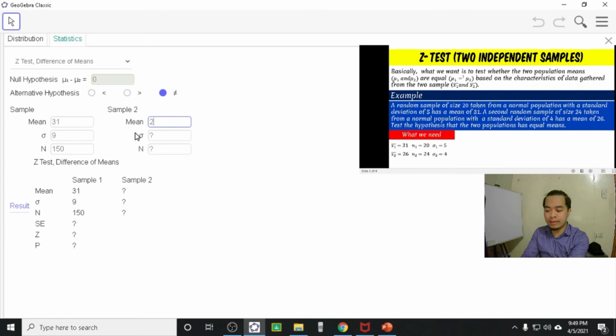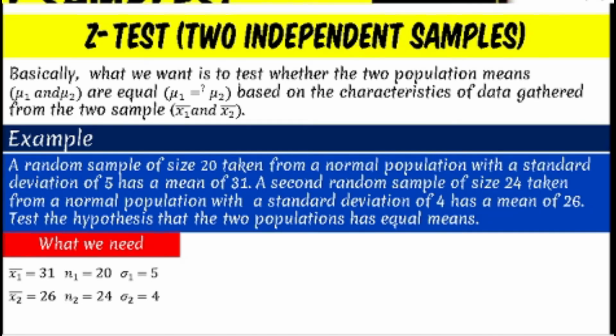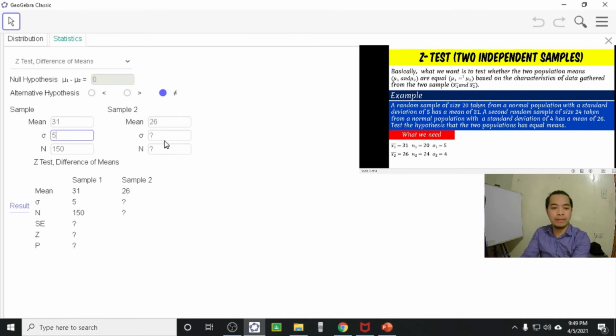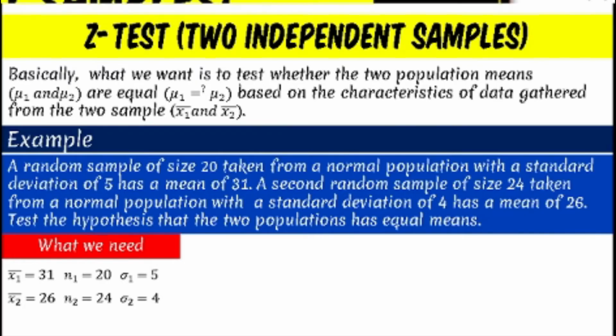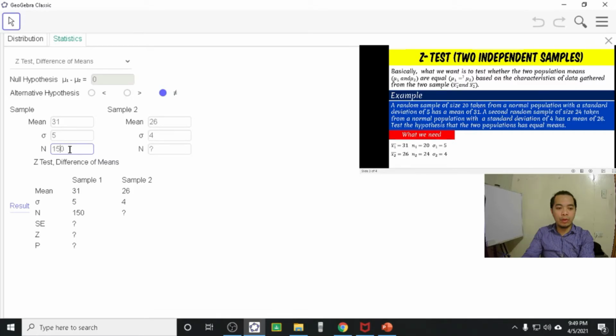31 and 26. We have to encode it correspondingly. The standard deviations are 5 and 4. 5 for the first one, 4 for the other one. And then the sample sizes are, what are those? 20 and 24. So we have 20 and 24. There we have it. It automatically gives us the probability value. It's really a small number. If that happens, we can conclude that the two groups are significantly different.